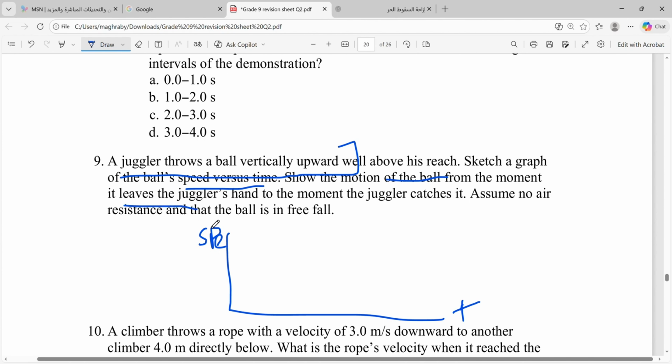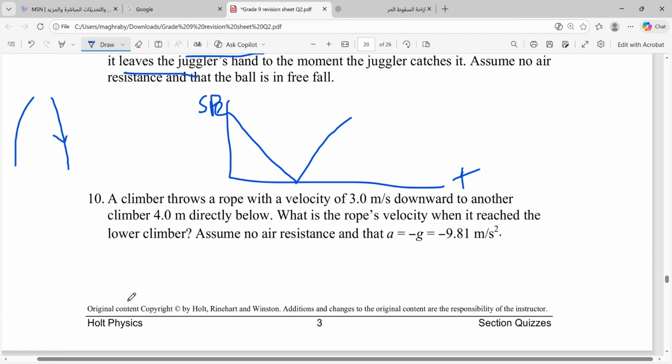hand to the moment the juggler catches it. So you know that the ball is rising up and then getting back. During rising up the speed decreases, so I'm gonna draw it like this. And during its falling down the speed increases, so I'm gonna draw it like this.